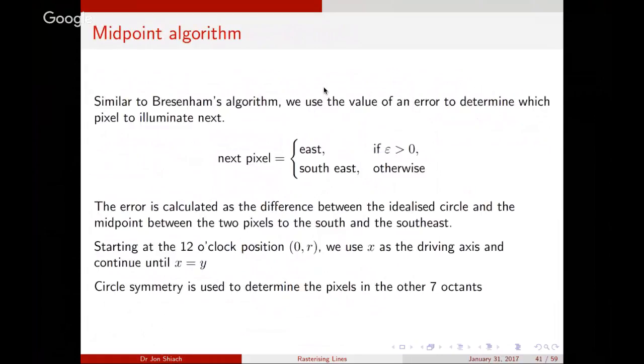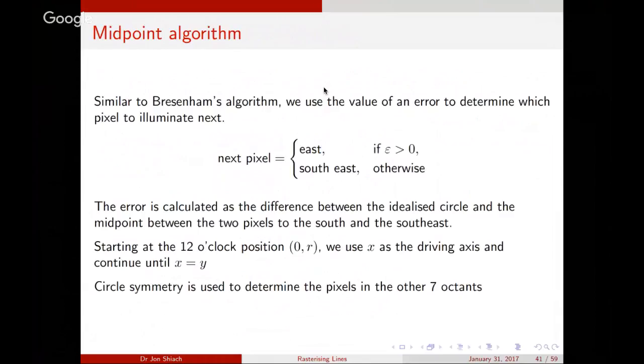We're looking at an error and we're comparing its sign, and whether it's positive or negative depends on which direction we go. So the next pixel, if the error is positive, we just go to the east, which means we don't change the y coordinate, we just step across. Or if the error is negative, we go to the southeast. So as well as adding 1 to the x coordinate, we subtract 1 from the y coordinate, so we're going down.